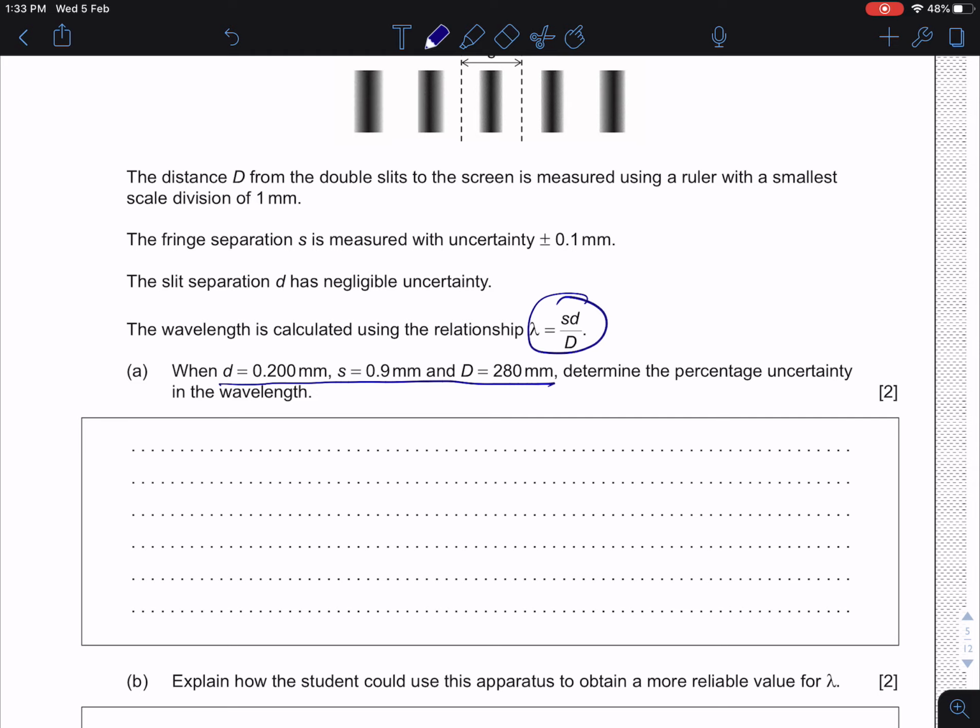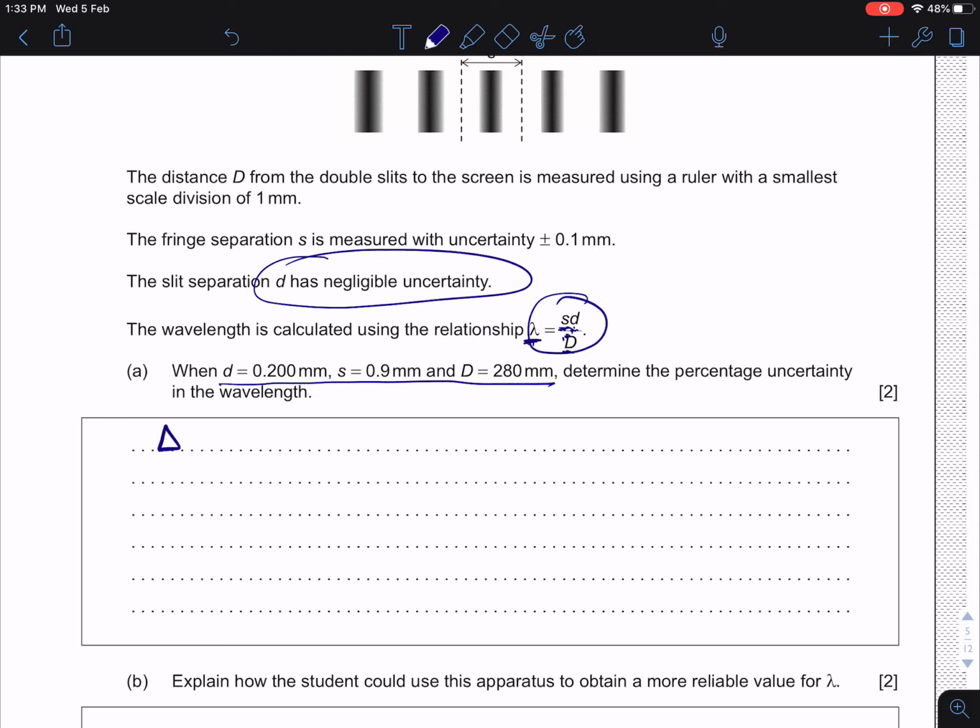Well, in order to get the percentage uncertainty in the wavelength, because we're multiplying these values together, we need to add together their percentage uncertainties. It tells you that D has a negligible uncertainty, so we need to figure out the percentage uncertainties of s and big D and add them together.